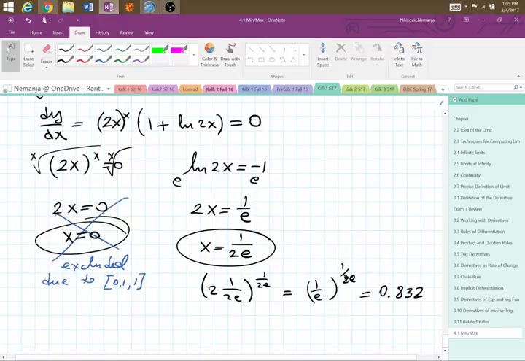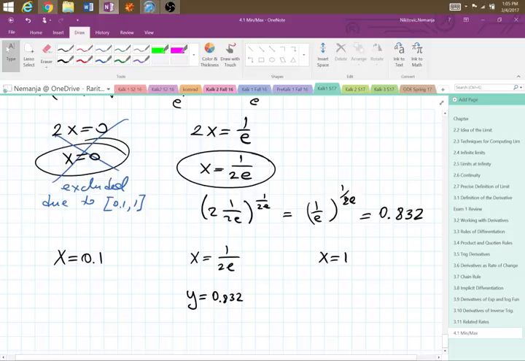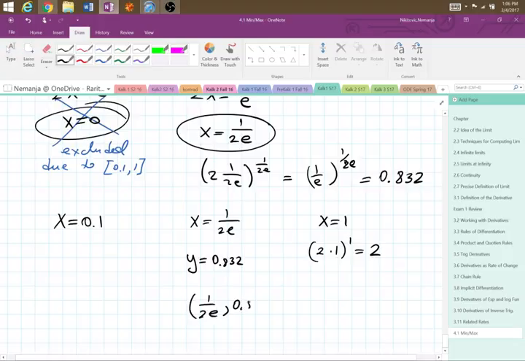So I have to find x for 0.1. I have to find x for 1 over 2e, which I did. And for 1. So let's go with the 1. 1 is the easiest. So that's just 2, because you get 2 times 1 raised to the 1, which is 2. So over here we have a point 1 over 2e, 0.832. Over here we have a point 1 and 2. It's clearly bigger.